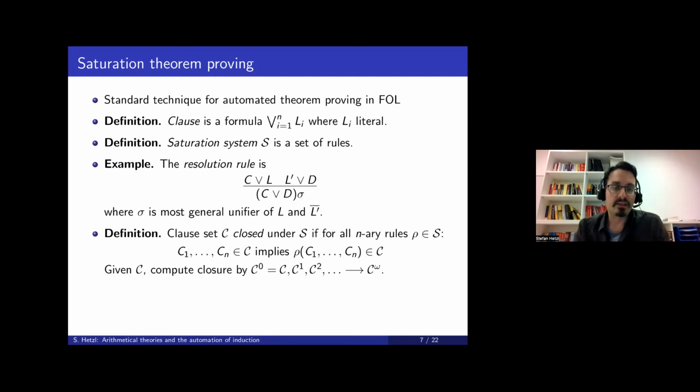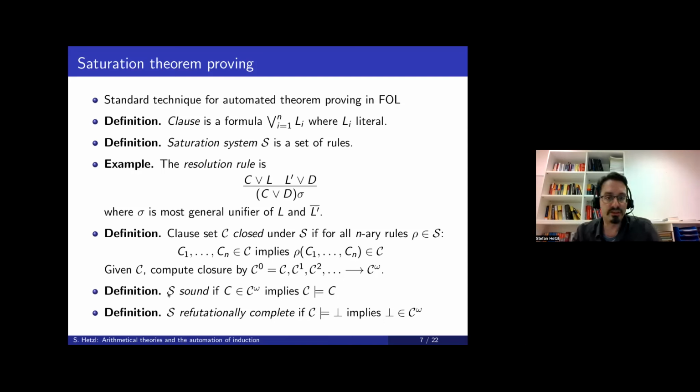And a clause set, so that's just a set of clauses, is said to be closed under a saturation system S if whenever the premises C1 to Cn of some n-ary rule rho are in C, then so is the conclusion. And the idea is that given some input clause set C, we compute, or rather approximate, the closure by repeatedly applying all inference rules to all clauses. So this will generate an increasing sequence of clause sets that converges against some limit, the closure of C under this system. But of course, after a finite amount of time, it never reaches it.